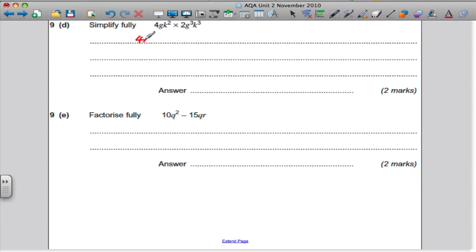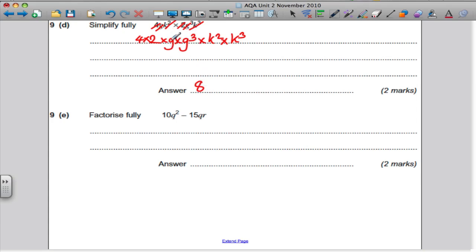So I'm going to do the 4 times the 2 at the front, and I've dealt with those two. I'm going to do the g times the g cubed next, and I've dealt with them two. And then I'm going to do the k squared times the k cubed, and then I've dealt with them too. These are exactly the same, but I've just reordered the multiplication. 4 times 2 is 8.